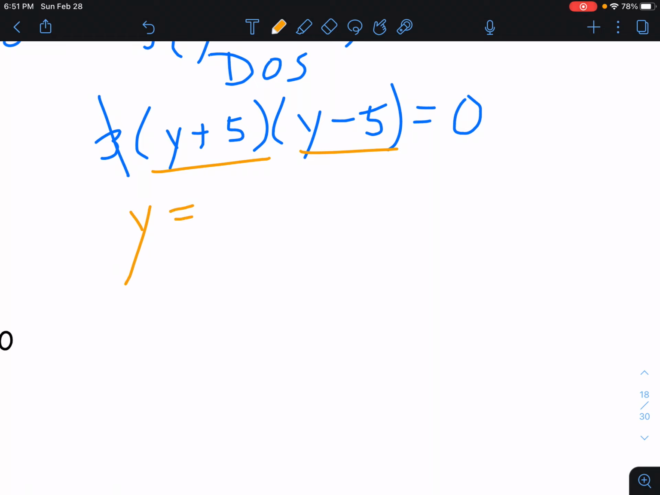We could just take the shortcuts like we did the last problem. The first one to make 0 would be -5, and the second one would be 5. Pretty much opposite signs here.